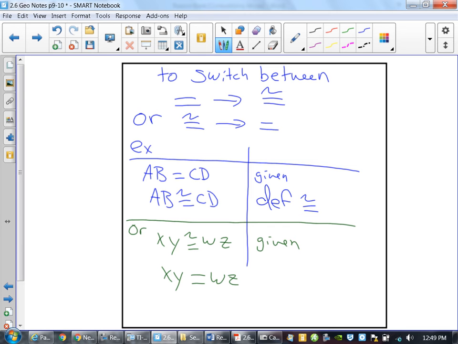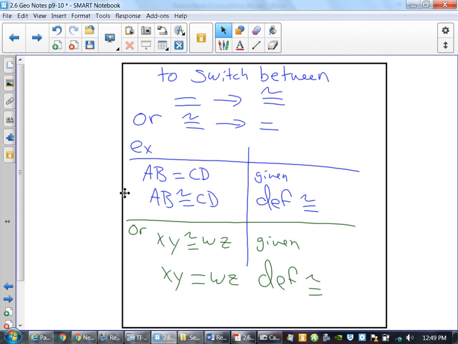Definition of congruency, because that's how it allows us to switch back and forth. Whenever I want to switch between equal to congruent or congruent to equal, my reason is always the same. It will always, always, always be definition of congruency. Okay? And that's it. That's how those flip back and forth. That's how you put this valid argument together, just by saying that. Okay?